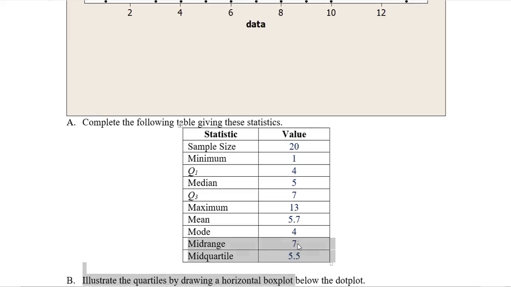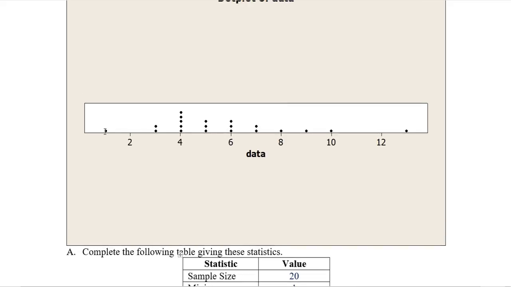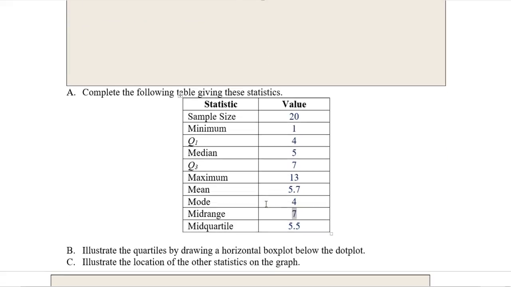So notice that 7, the mid-range, is exactly 6 above the minimum and 6 below the maximum. So if we were to just draw this from 1 to 13, then 7 would be exactly in the middle of our screen, which actually it is, because we just went one above the minimum and one below the maximum there. And so 7 is the mid-range.